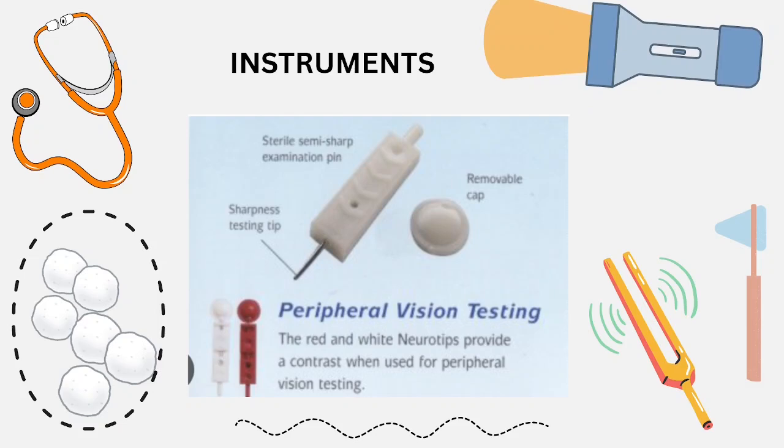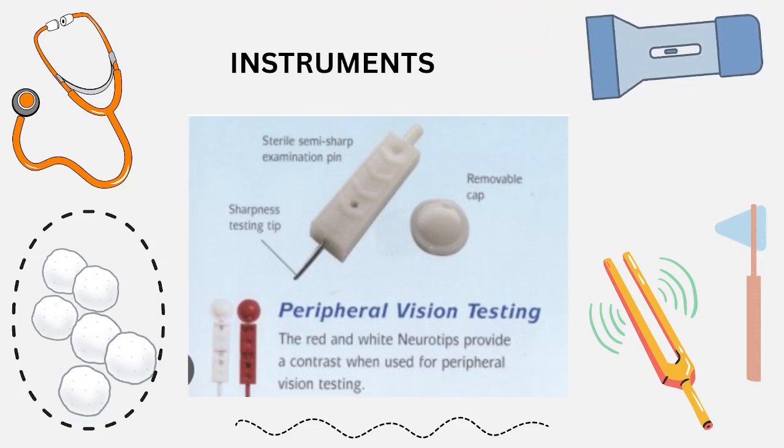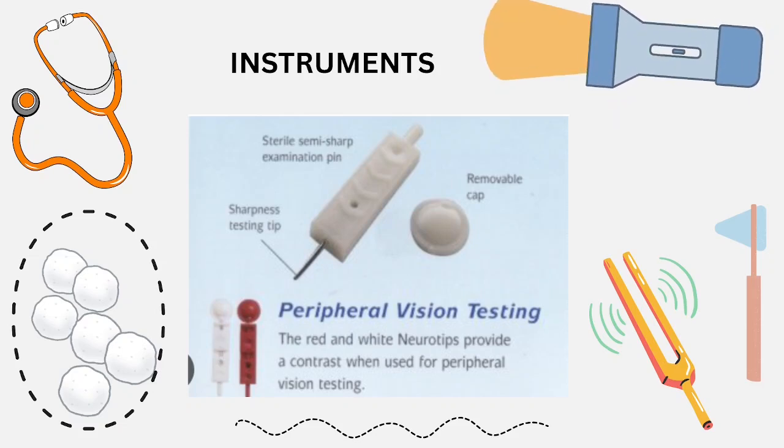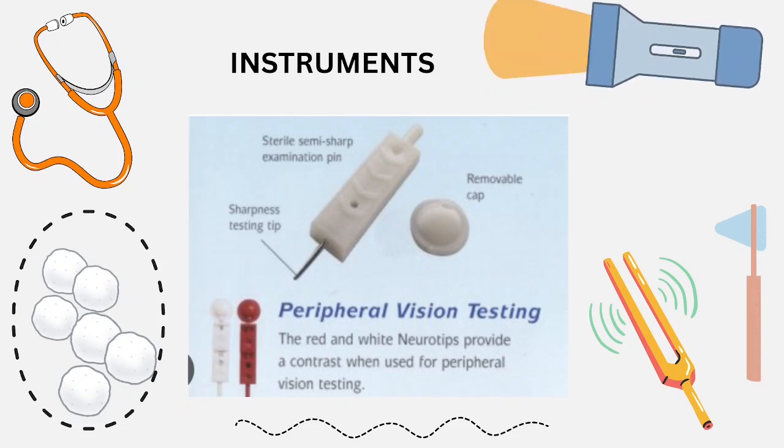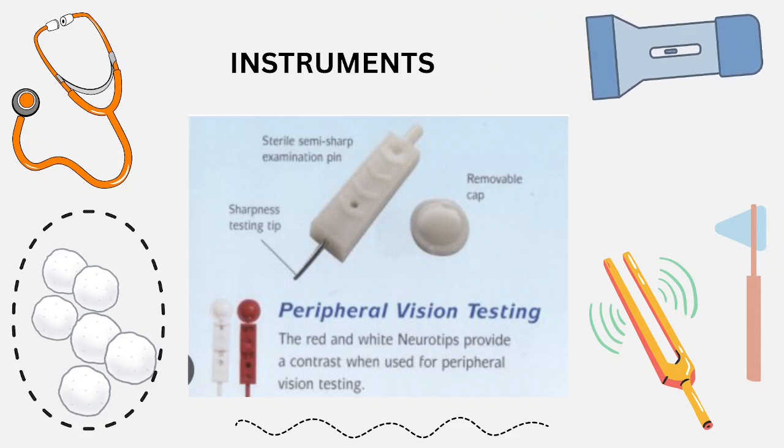So everything will be available there: torch, tuning fork, clinical hammer, cotton balls, neurotips. So for those who don't know, in the neurological examination, for the pinprick sensation, you would have neurotips there. You just twist off the cap and use it for pinprick sensation. And then there are yellow bins available there. Just discard them over there. You don't need to carry anything else besides your stethoscope.